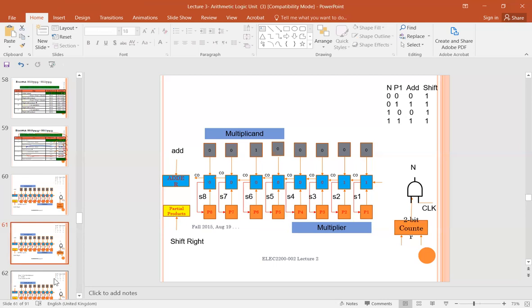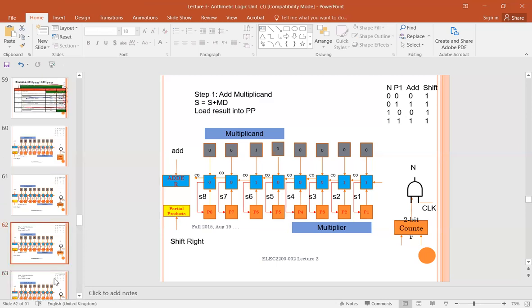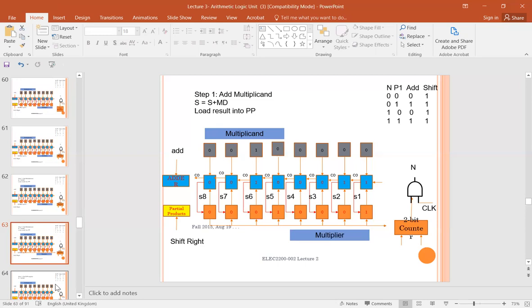That's the same diagram. And it's just showing step 1: add multiplicand, which is S plus MD. S, that's the partial product, plus MD, and then load the result into the partial product. And step 2, you will do the same thing until you are done.